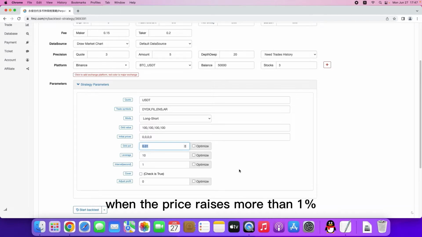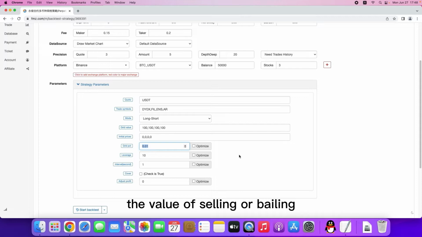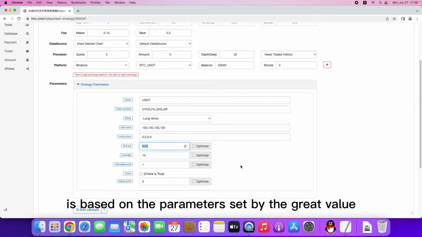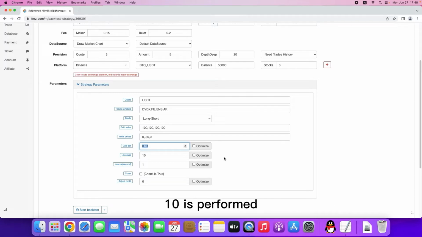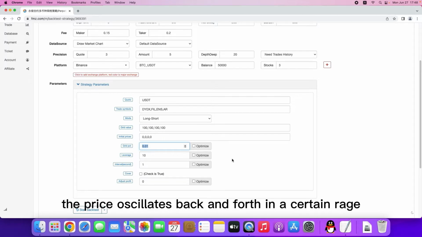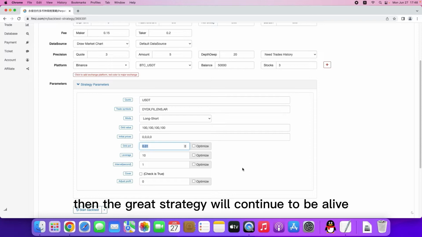When the price rises more than 1%, sell, that is, go short. When the price falls 1%, buy, that is, go long. The value of selling or buying is based on the parameters set by the grid value. For example, 100 and a short or long operation of 100U is performed. If the price oscillates back and forth in a certain range, then the grid strategy will continue to be alive.